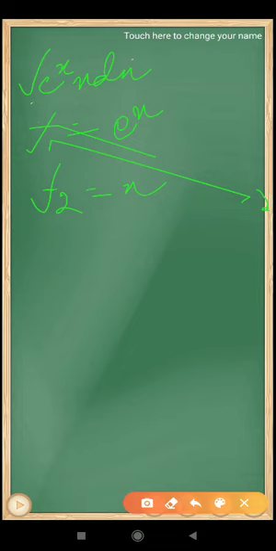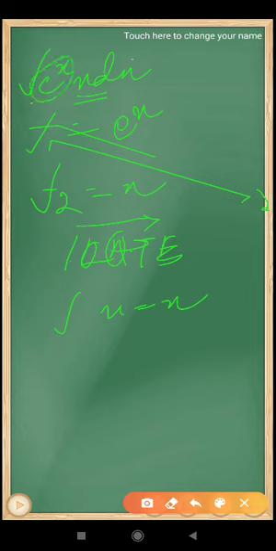Since in ILATE this is the pattern, we have to go through this way. This is not an inverse function, so go to L. This is not a logarithmic function, but there is A. So x is an algebraic function, so suppose u is equal to x. The remaining is trigonometry, but there is no trigonometric function. The next is exponential function. Here e to the power x is an exponential function, so dv is equal to e to the power x.